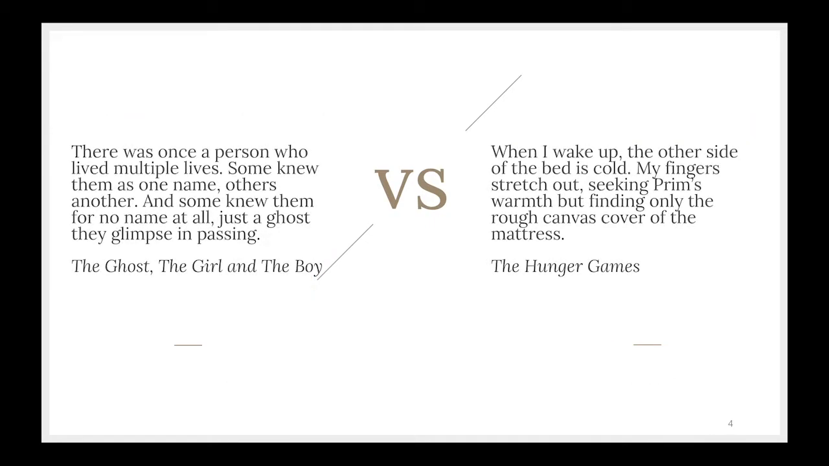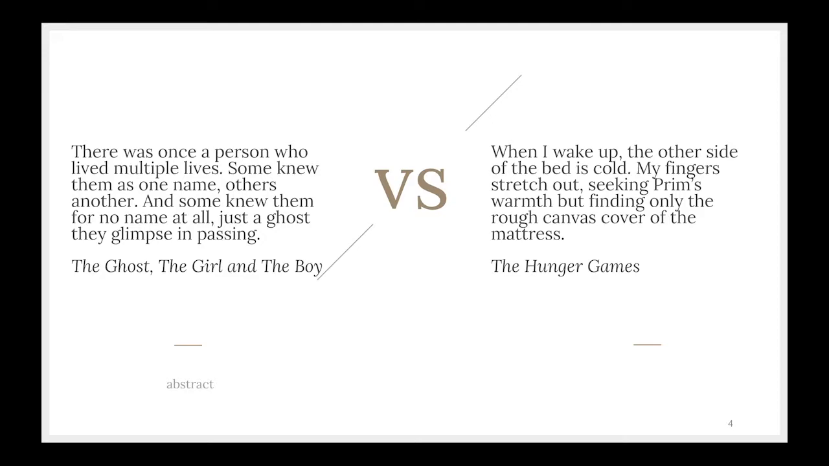So now we're going to look at these stories. One of them is abstract and one of them is concrete. Okay, so the one on the left is our abstract story. So I'll just read that to you. There was once a person who lived multiple lives. Some knew them as one name, others as another, and some knew them for no name at all, just a ghost they glimpsed in passing.